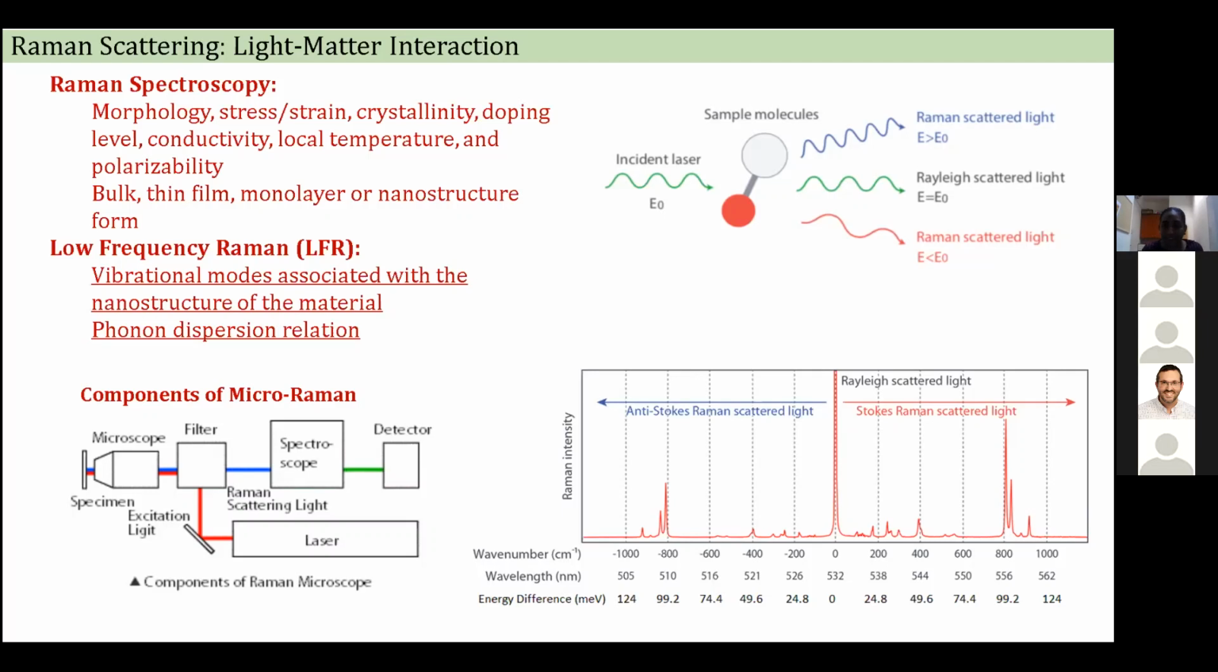What this slide tells here is, when there is a light-matter interaction, we have elastic scattering and inelastic scattering. And what we are interested in, the inelastic scattering, is Raman scattering, and that's what we characterize materials with. But with low frequency, we are interested in the low frequency range here.